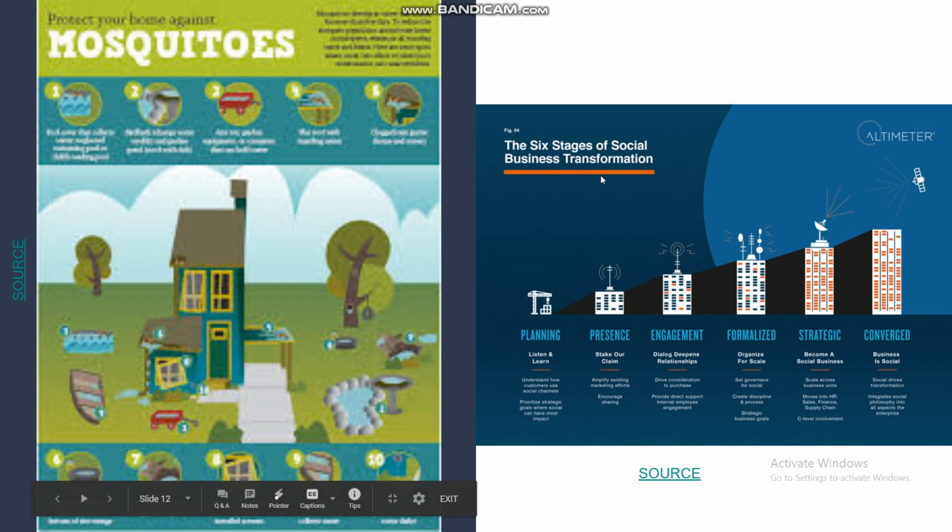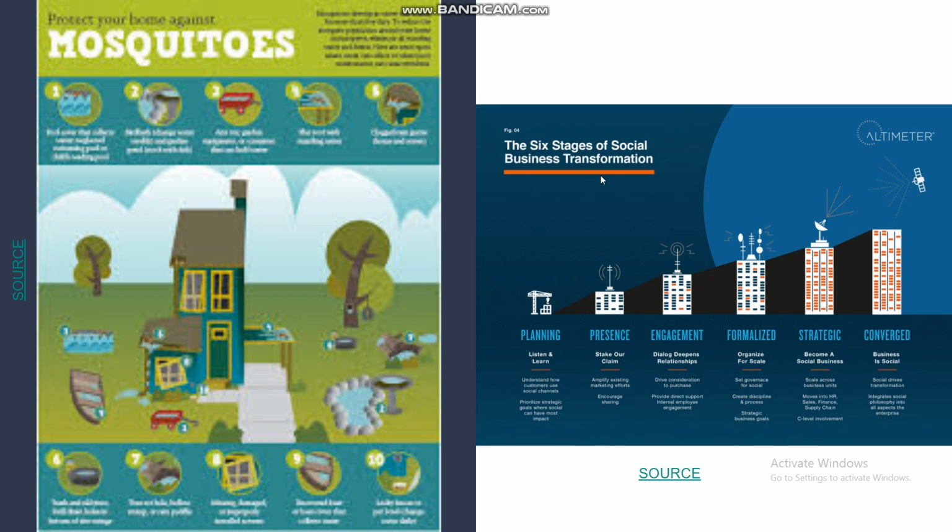This one, the 6 stages of social business transformation. So they're trying to show you that these are kind of in the beginning, you're starting small, and as you grow your business, you're going to meet these different skills, and they're actually visually showing you that by having the buildings grow and grow each time.